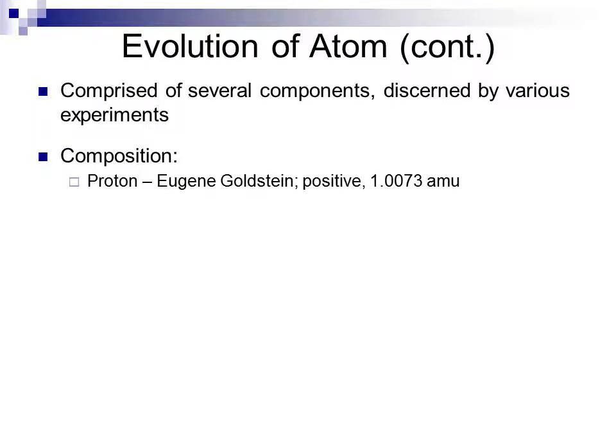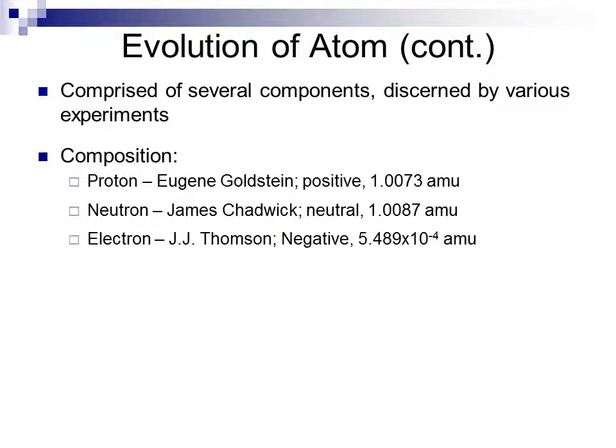The proton, which was discovered by Eugene Goldstein, and is a positive particle with a mass of 1.0073 atomic mass units. The neutron, discovered by James Chadwick, which is a neutral particle with an atomic mass of 1.0087. And the electron, discovered by J.J. Thomson, which is a negative particle with a mass of 5.489 times 10 to the negative 4 atomic mass units.